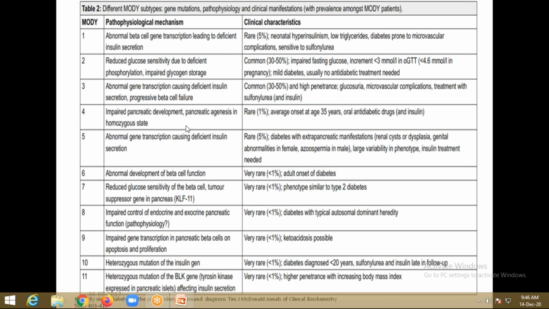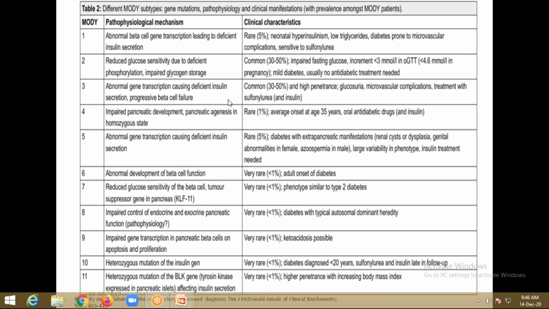And reduced glucose sensitivity due to deficient phosphorylation and impaired glycogen storage. It is common, around 30 to 50%. Features are impaired fasting glucose and an increment of less than 3 on the GTT. It is mild diabetes, and usually no anti-diabetic treatment is needed in the case of type 2. Whereas in type 1, they are sensitive to sulfonylurea in the sense that you can give them sulfonylurea. In type 2, it is a very mild form of diabetes. Usually it goes unnoticed, or the patient does not require any kind of diabetic management.